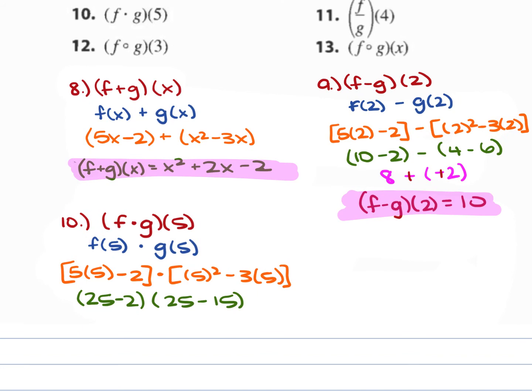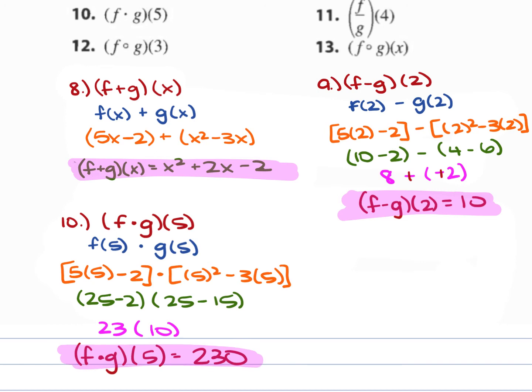Next, we're going to have 25 minus 2, which is 23, times 25 minus 15, which is 10. 23 times 10 is 230, so f times g of 5 is equal to 30. Oh, sorry, not 30. 230. Oops. There we go.